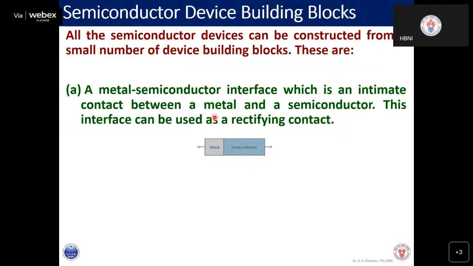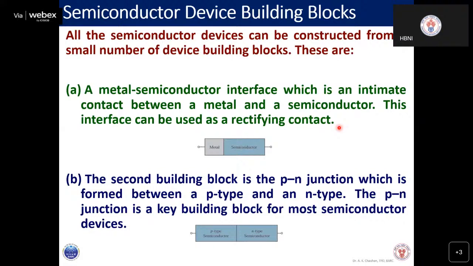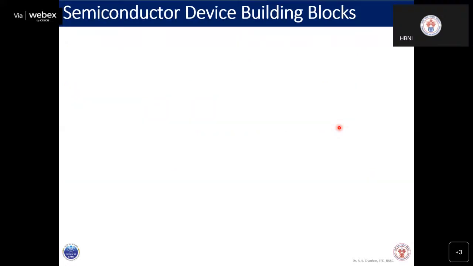Number one, the first building block is the metal semiconductor interface or metal semiconductor contact. This is an intimate contact between a metal and a semiconductor. This interface can be used as a rectifying contact, and in some other places also. The second building block is a PN junction, in which N-type and P-type semiconductors are fused together. This is also a key building block for most semiconducting devices.